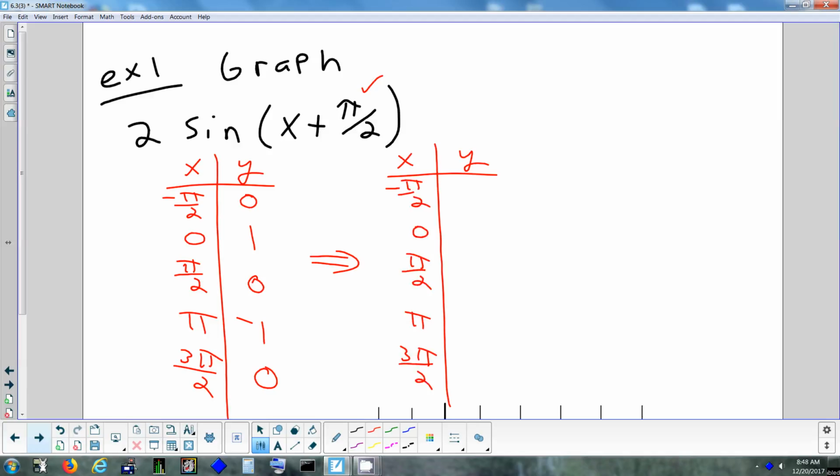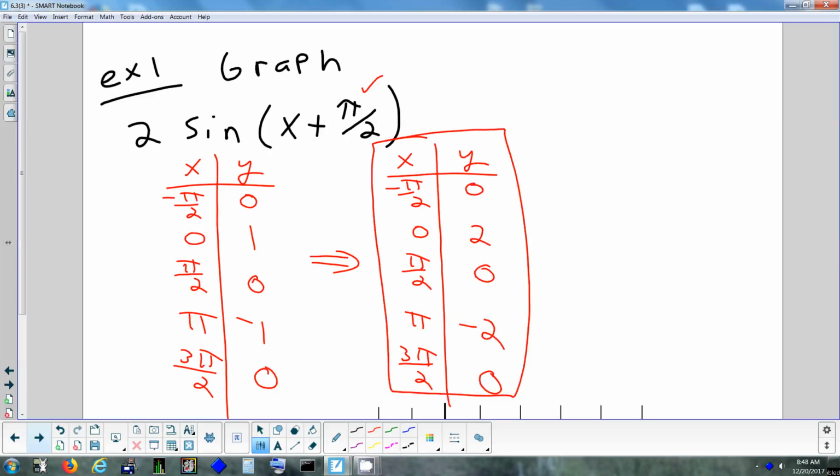Yes, the division. Usually we don't think of this one as division. Not sure, Rebecca? Multiply by 2. Right, this is a vertical stretch, so usually we think about it as just multiplying by the number that's in front. So we're going to multiply everything by 2. 0, 2, 0, negative 2, 0.